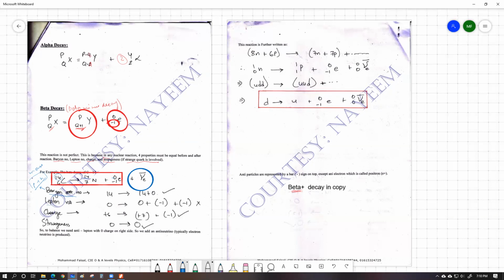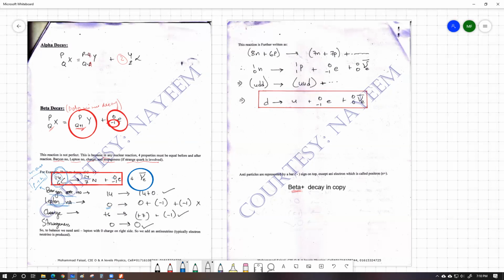Let's have a look at the lepton number. Lepton number should also be equal. This is a nucleus. This is not the whole atom. Within this nucleus, we only have protons and neutrons. So there is no free lepton available. So the lepton number before the reaction is 0, which means after the reaction, it should also be 0.